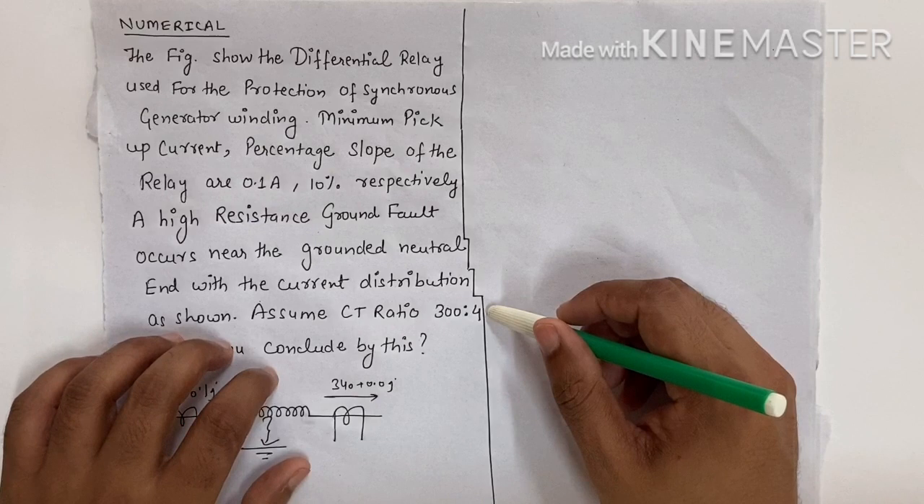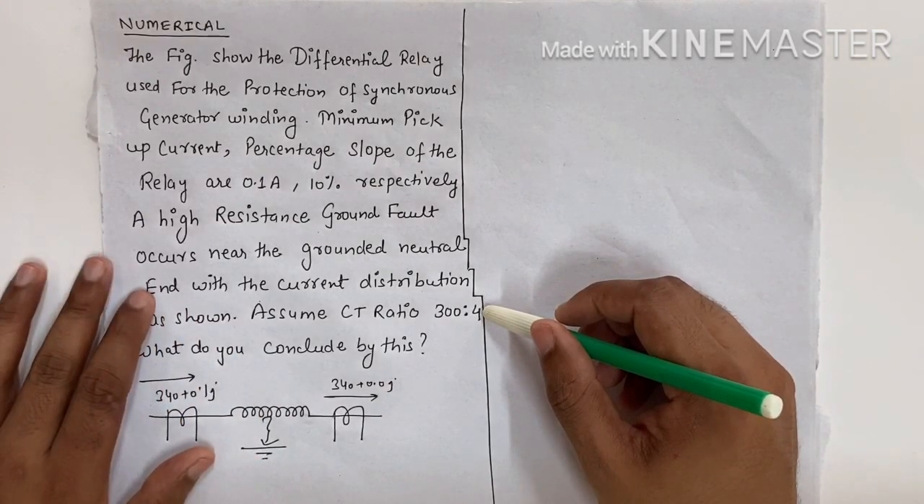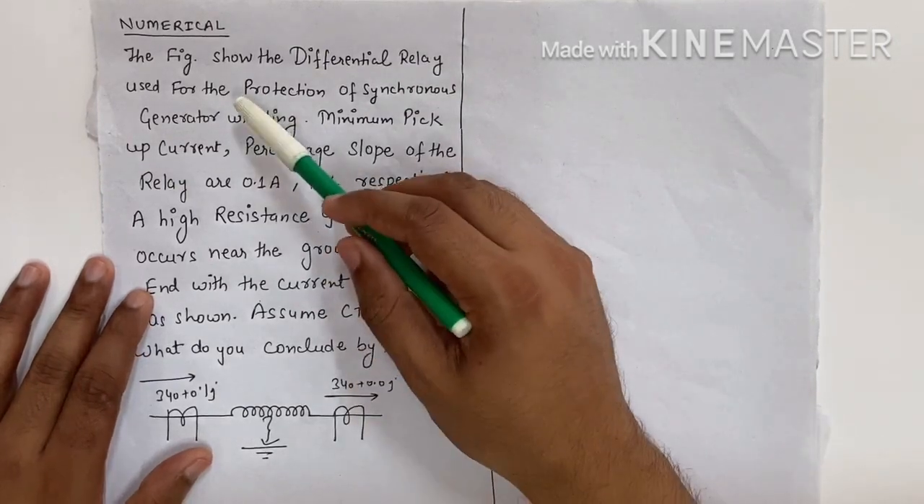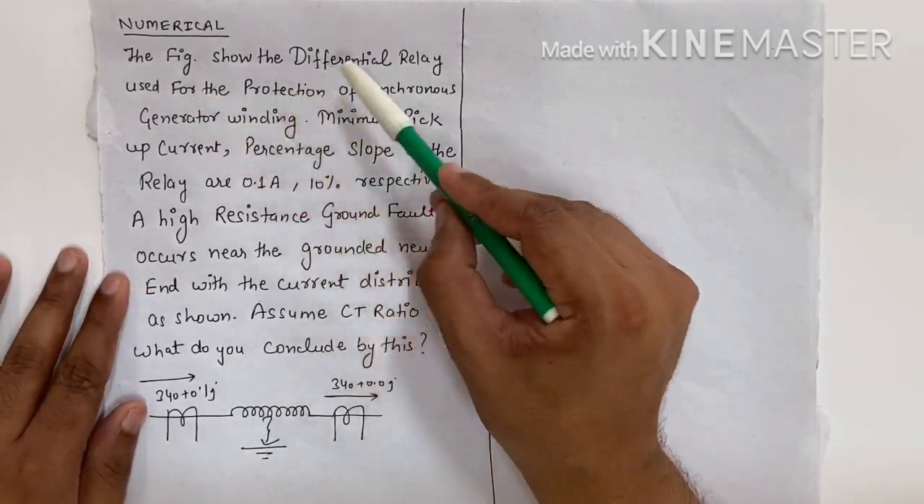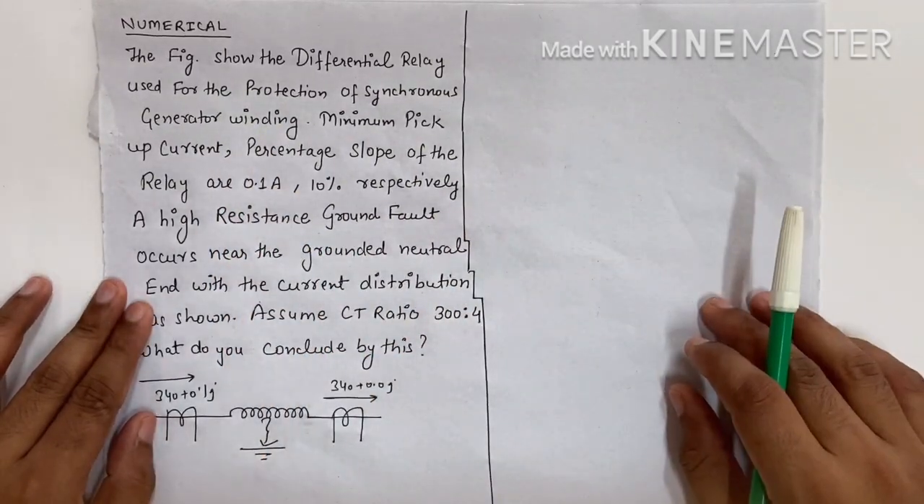In this lecture, I am going to discuss numerical and differential relay. The numerical is based on differential relay. So firstly we will do the numerical, after that we will discuss the directional relay. Now see the numerical. The figure shows the differential relay used for the protection of synchronous generator winding.